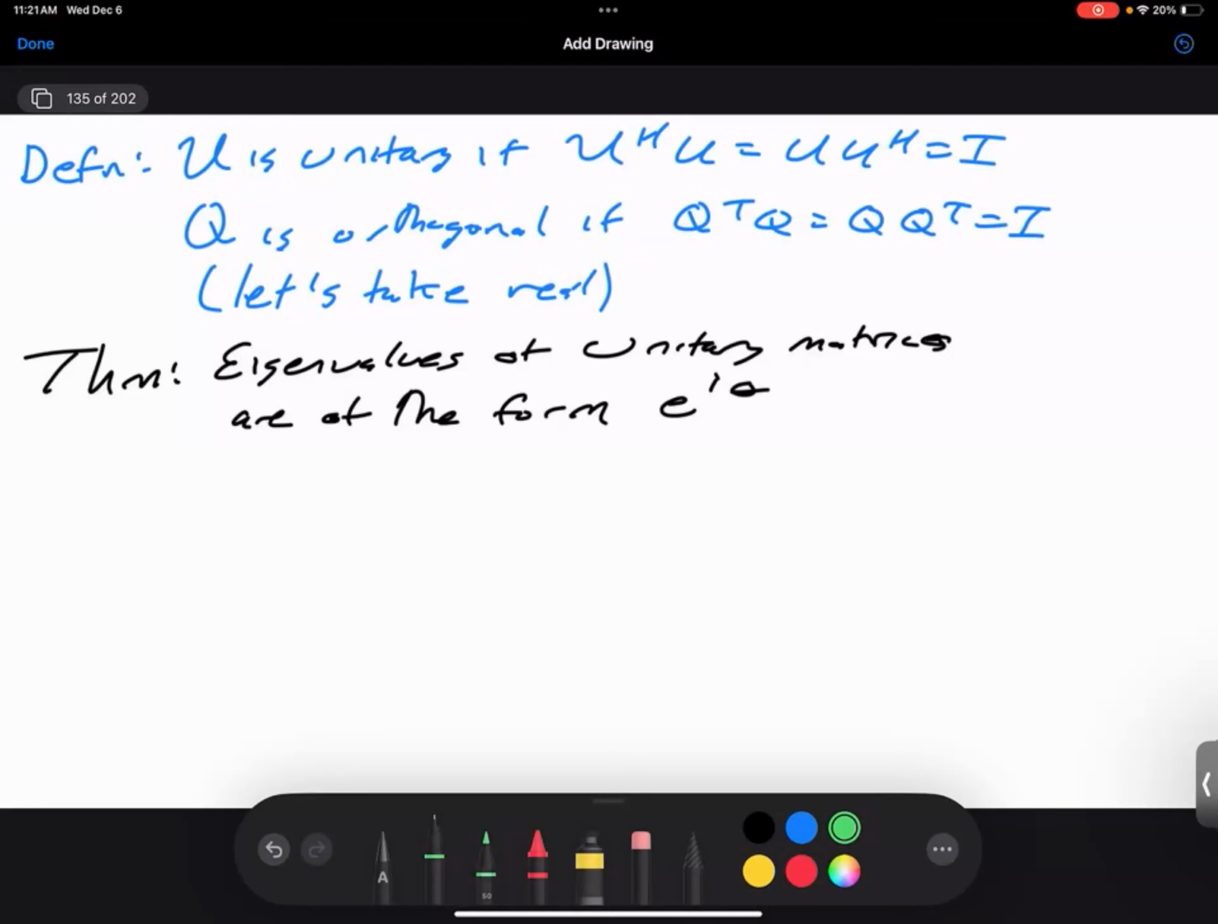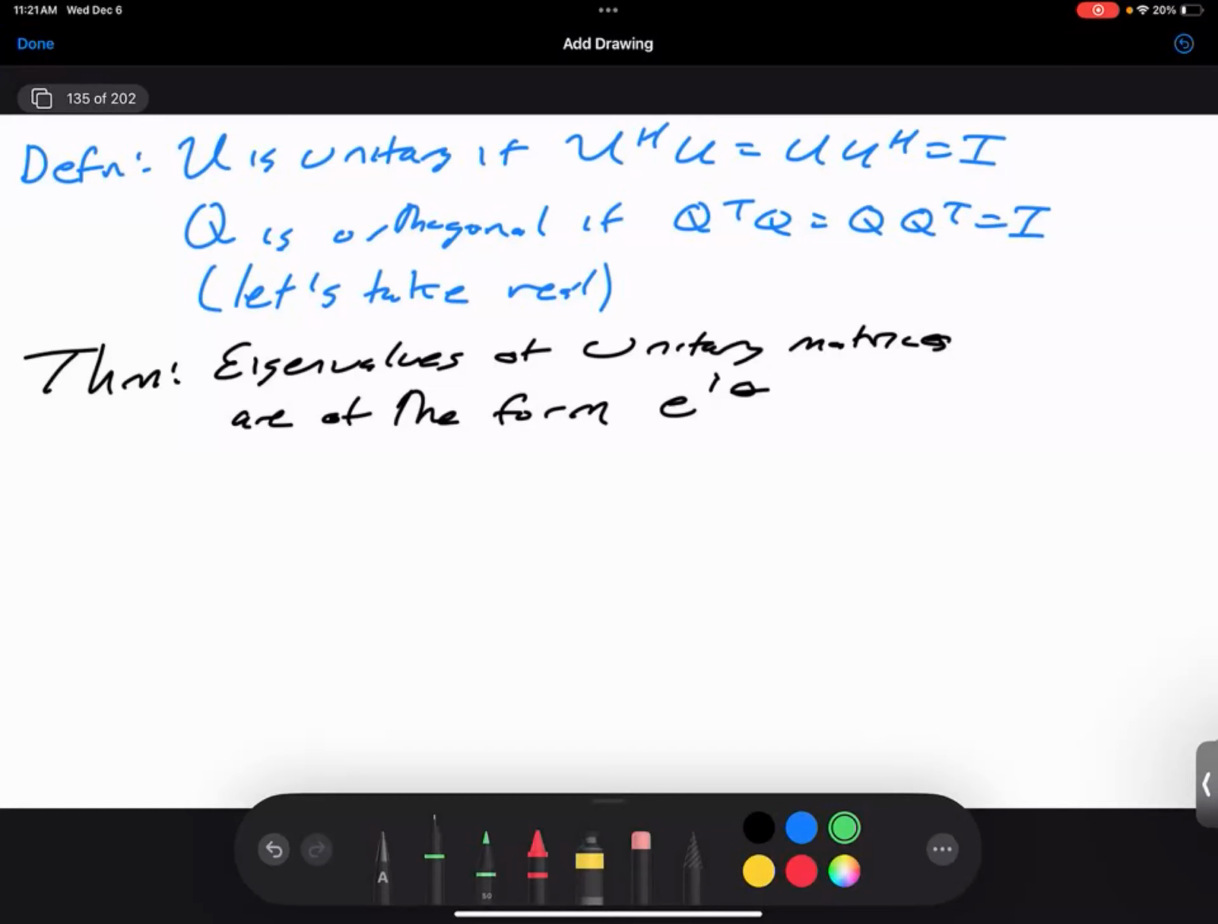And so now I want each row to have length 1. Well, that means not just the sum of the squares, but the sum of the absolute value of the squares. And I want each row to be perpendicular to each other row. And so now I just have to remember that I have to take the complex conjugate of one of the two vectors when I'm taking the dot product. So unitary matrices are just generalizations. It turns out the eigenvalues of unitary matrices are of the form e to the i theta.